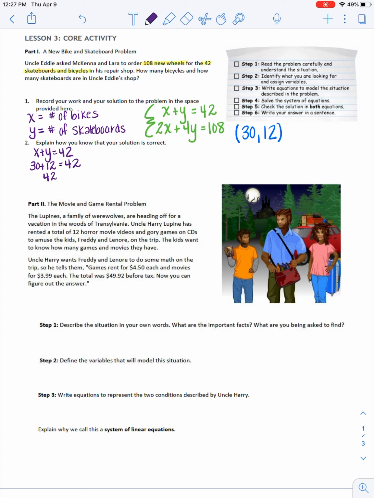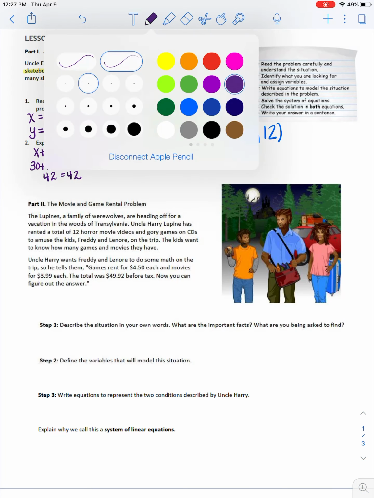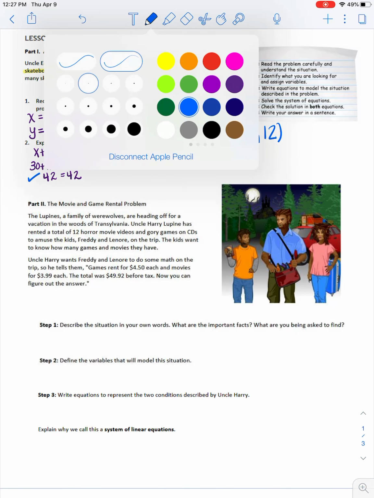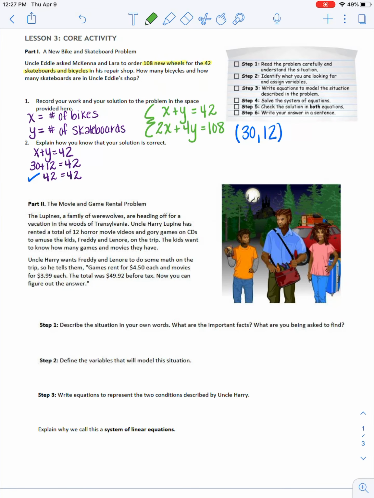So 30 plus 12 is 42. And that equals 42, which is what we wanted. So I'm going to check that off because that is correct. All right, I'm going to also check my second equation. So I have 2x plus 4y equals 108. So I am again going to plug in 30 for x and 12 for y.